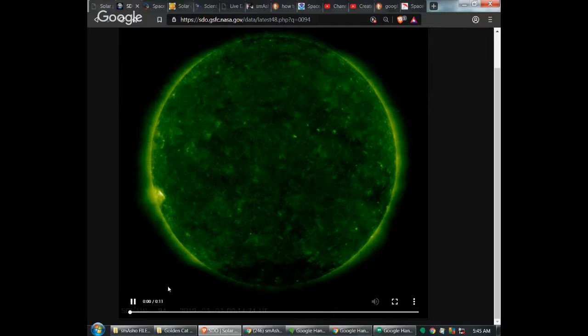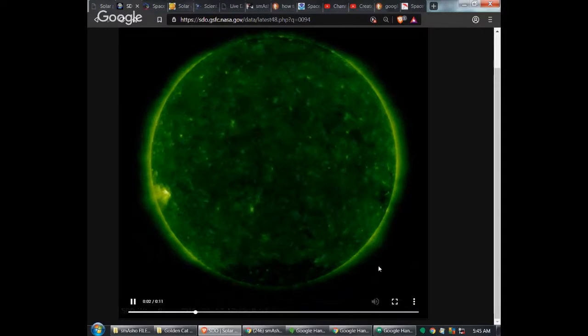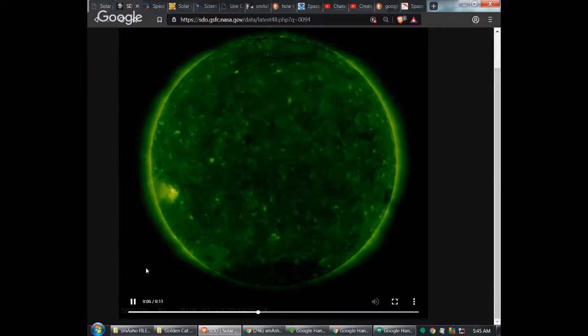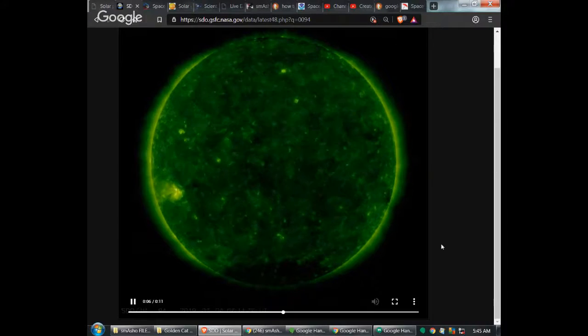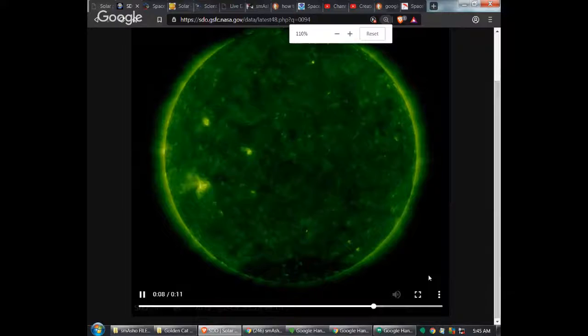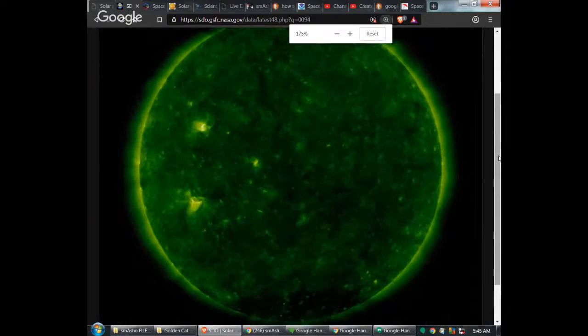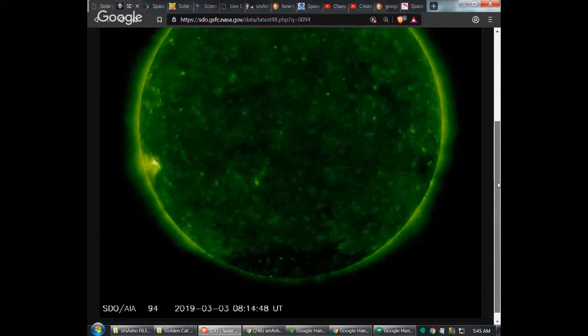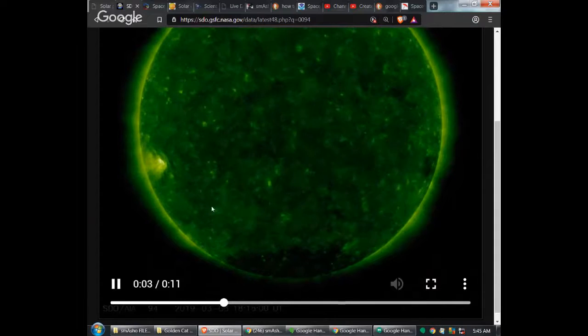And here's the 94 angstroms view. For those of you not familiar, the reason we look at 94 angstroms is because it takes 5 times as many photos. So it gives us a little bit more insight into things like solar flares.